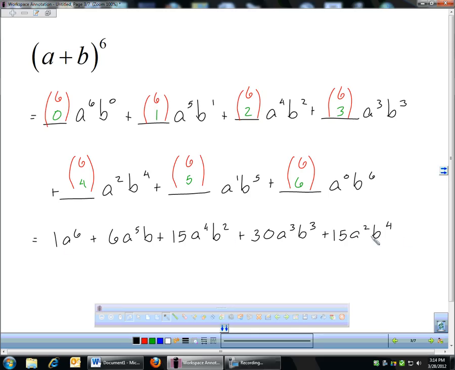And once it starts repeating, it goes uphill, then it goes right back down. So I'm starting to repeat. It's 15. My next one, I can look and follow the pattern. It's going to be 6, and a is going to go down, a to the first, b to the fifth, plus, and the last one's going to be 1. A to the 0 is 1, so I'm not going to write that, and it's b to the 6. So that's how we use the combinations to do the binomial expansion.